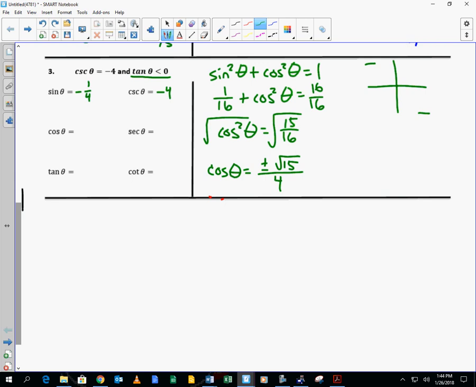Sine is negative in which quadrants? 3 and 4. Sine is negative below the x-axis because sine is the y value. Quadrant 4. So cosine is positive and secant is positive. Tangent and cotangent will be negative. You've done your determining work for the positive and negative signs. Very good. So I therefore have cosine is positive root of 15 over 4. How about secant?